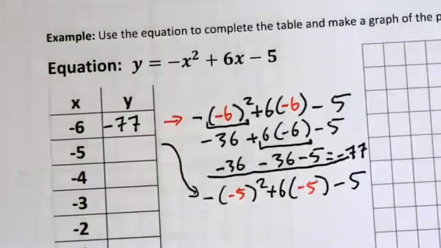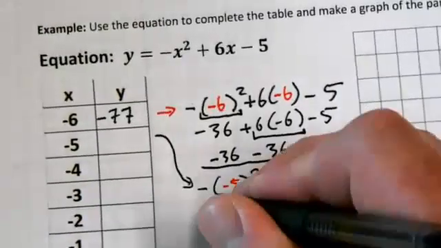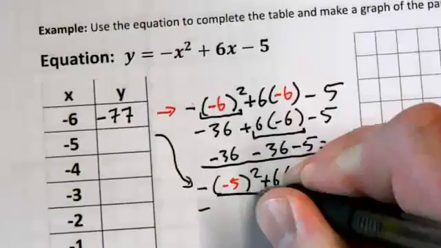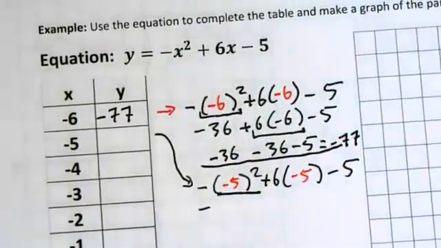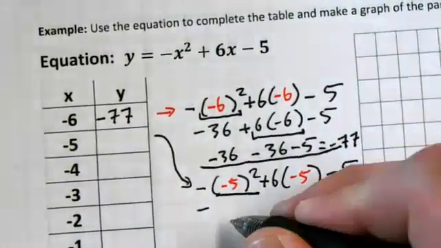Do your order of operations. So the negative stays the same. What is negative 5 squared? Negative 5 times negative 5 is going to be positive 25.